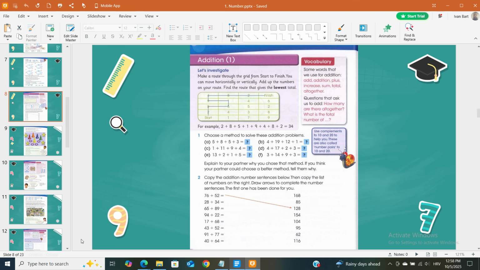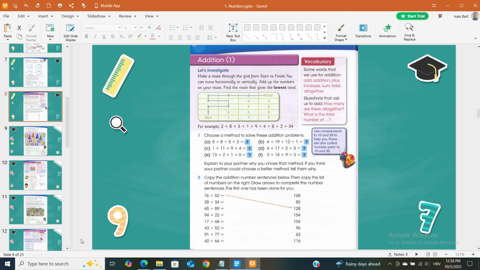Questions that ask us to add. How many are there altogether? What is the total number of...? (B) 4 plus 19 plus 12 plus 1 equals. (D) 4 plus 17 plus 2 plus 3 equals. (F) 3 plus 14 plus 9 plus 3 equals.